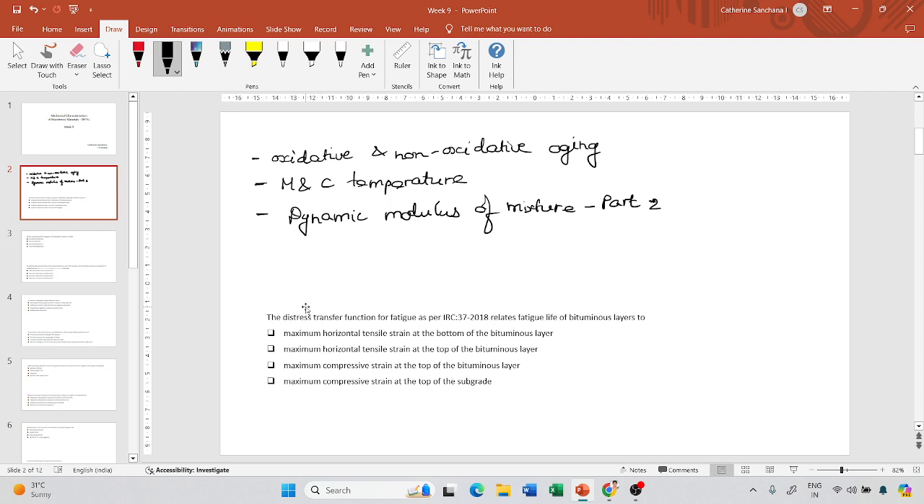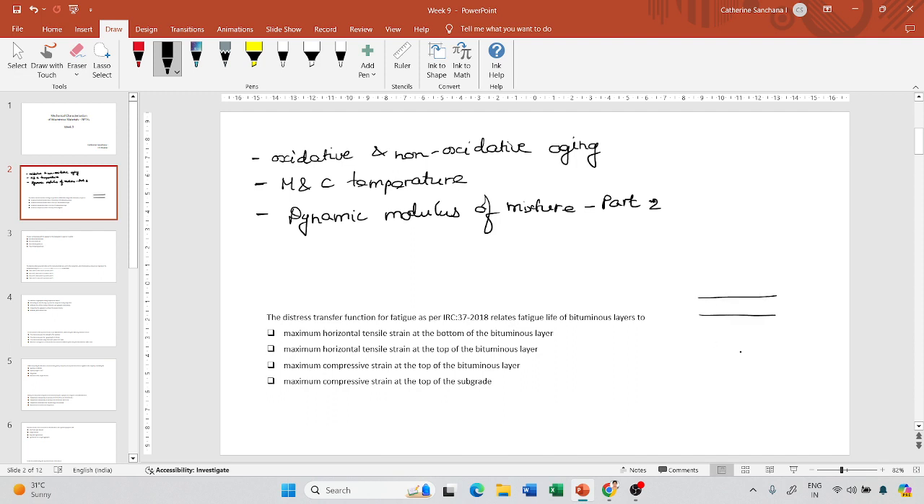Okay, so I just picked one question which must be very familiar to all of you, because this is very basic regarding the design of bituminous layers, or designing the pavement layers. As per IRC 37, the distress transfer function for fatigue relates the fatigue life of bituminous layers to what? So you know the layers of the pavement, right?